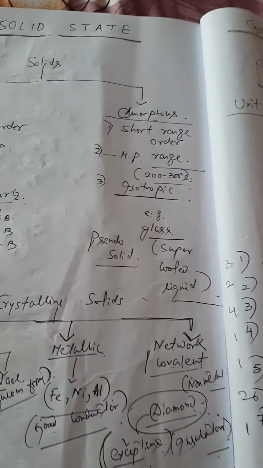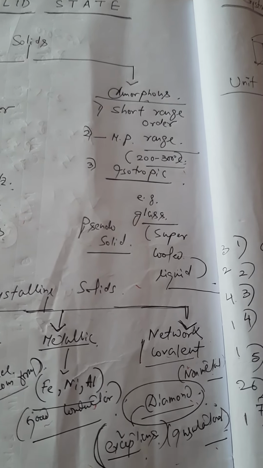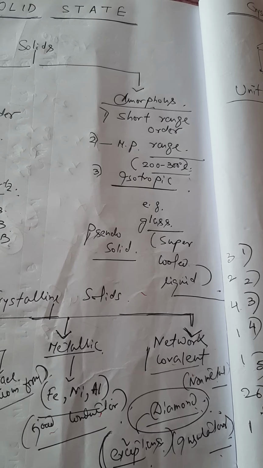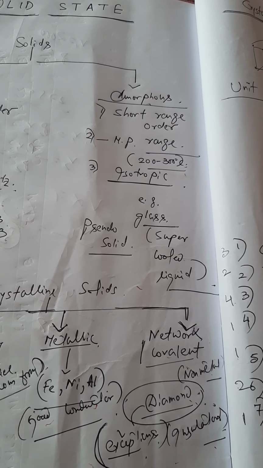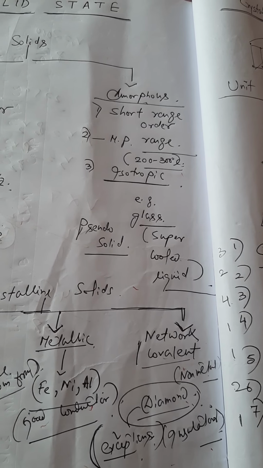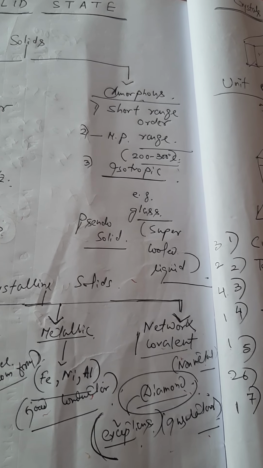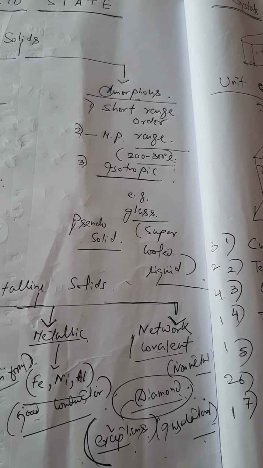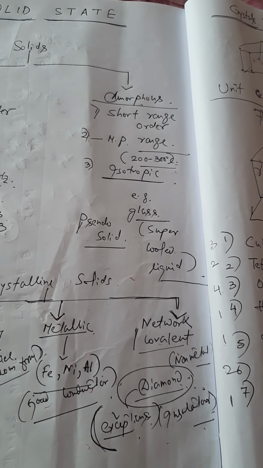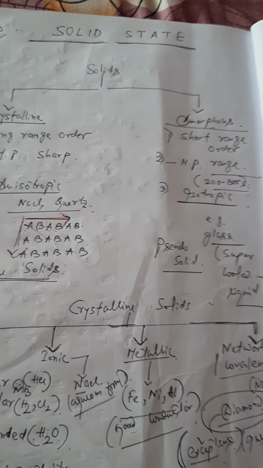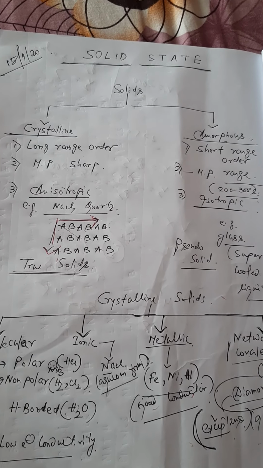But on the other hand, the amorphous means they don't have any regular arrangement of the constituent particles. They have short order arrangement of particles. They melt over a certain range of temperature. They undergo irregular cleavage when cut. So there is a difference between crystalline and amorphous form.